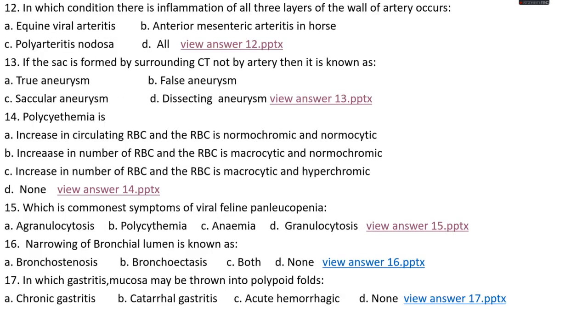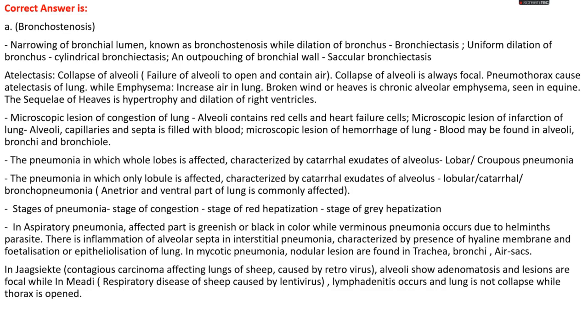Question number 16. Narrowing of the bronchial lumen is known as option A, bronchiostenosis. Option B, bronchoectasis. Option C, both. Option D, none. The right answer is option A, that is bronchiostenosis. Narrowing of the bronchial lumen is known as bronchiostenosis, while dilation of the bronchial lumen is known as bronchoectasis. Uniform dilation of a bronchus is known as cylindrical bronchoectasis, and outpouching of the bronchial wall is known as saccular bronchoectasis. Okay.